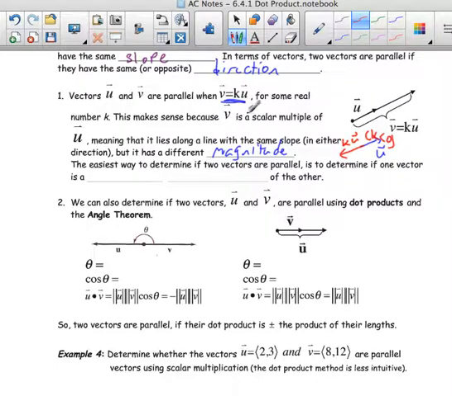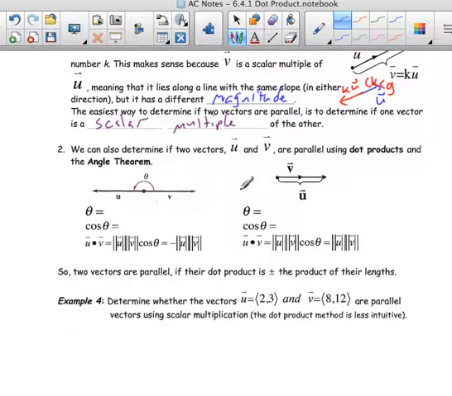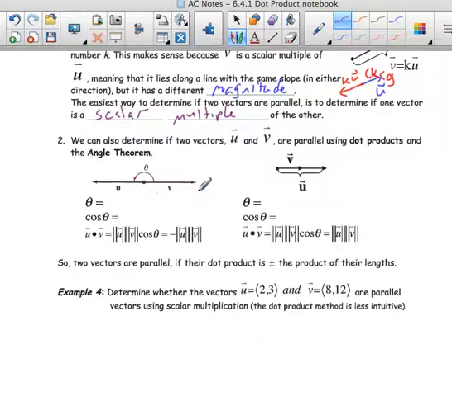The easiest way to determine if two vectors are parallel is to determine if one vector is a scalar multiple of the other. And we're going to do that in the example at the bottom of the page. But in terms of dot products, we can also use dot products to determine if two vectors are parallel. So let's go through this analysis.